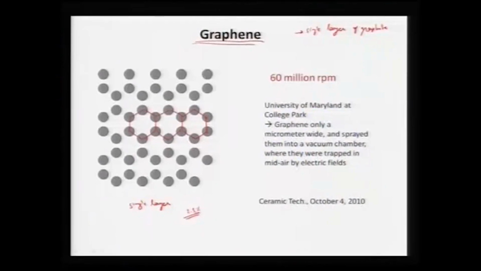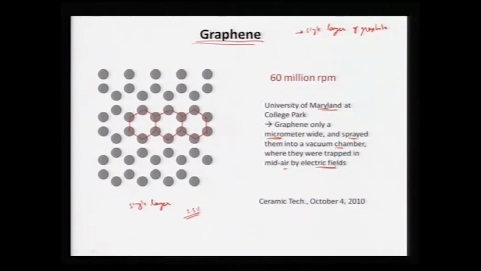So, that is the beauty of this graphene layer. Apparently, a group at the University of Maryland, College Park, has isolated a single layer of graphene, approximately 1 micrometer wide, and they have held it in mid air in a vacuum chamber by using some electric fields.